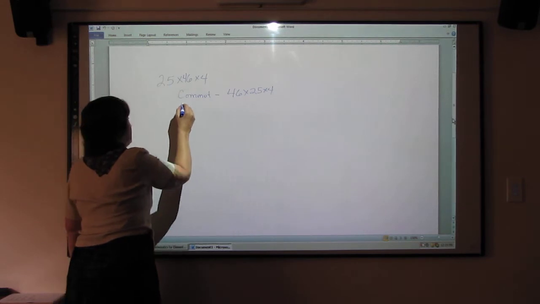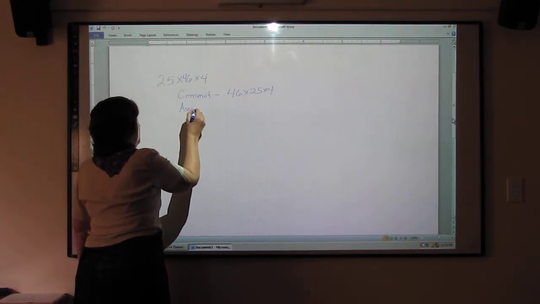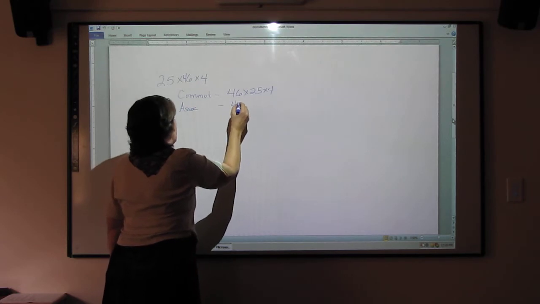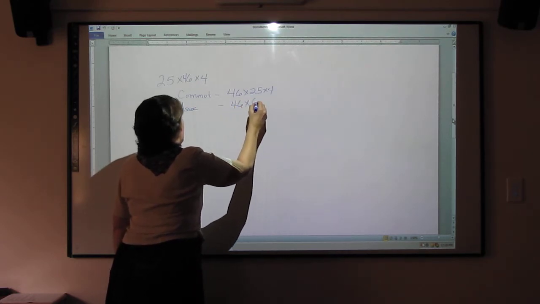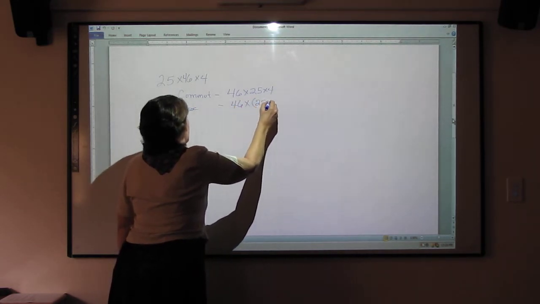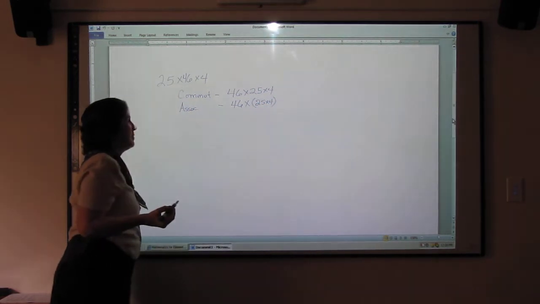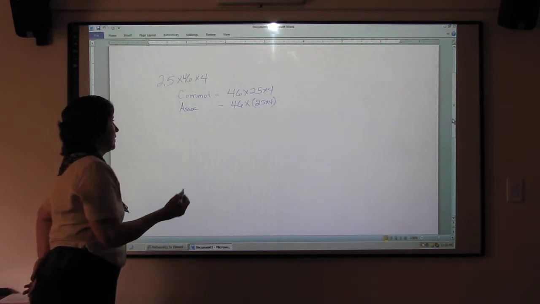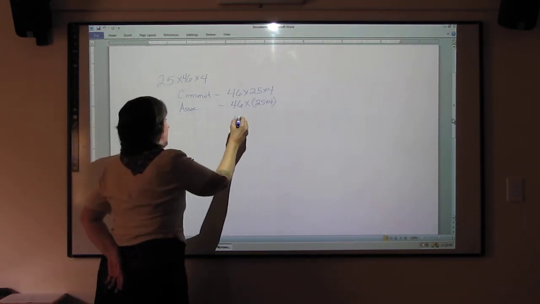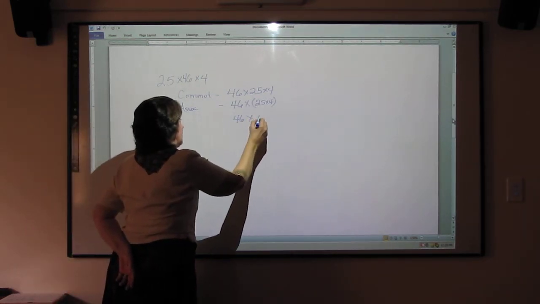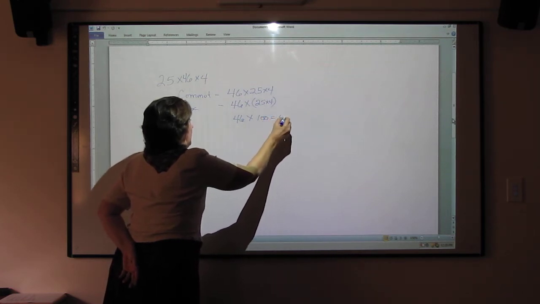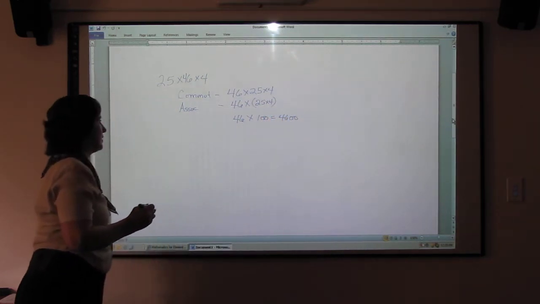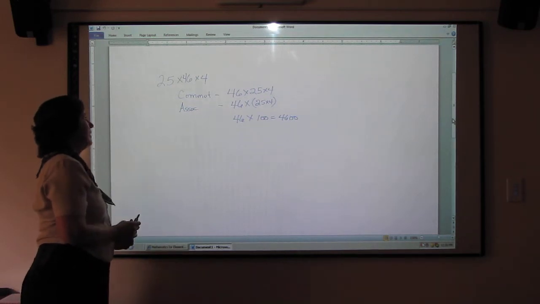And then my associative principle tells me that I can group them in any way that I want. So I'm going to group it in a way that will give me a number that ends with zeros, in this case with 2 zeros. Now, when I do it, I end up with 46 times 100, and my answer, very simply, 4,600.